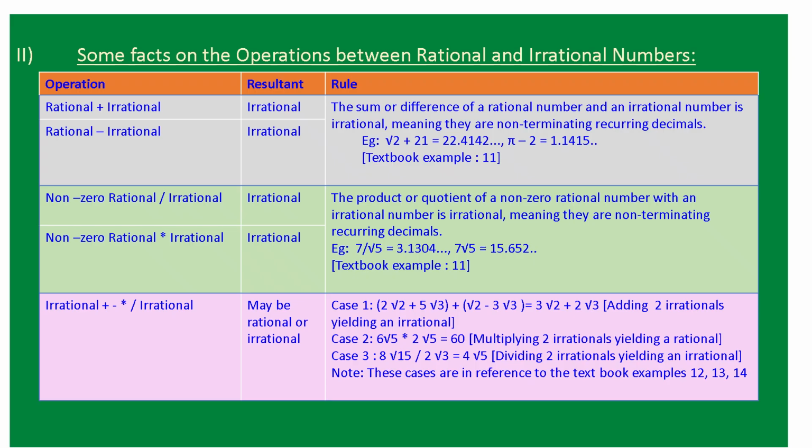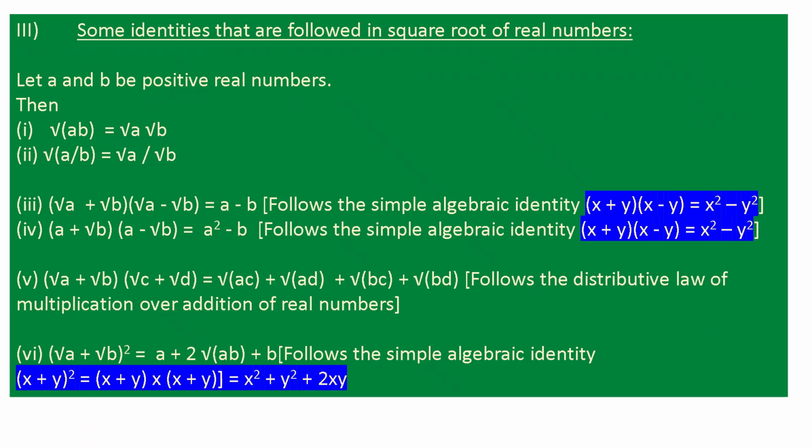Let's understand some identities that are followed in the square root of real numbers. These are very simple, but they are very essential in case of square root numbers. Many of these identities follow closely with the algebraic identities. The first one is root of AB, which is root A into root B. The second one is root of A divided by B, which is root A divided by root B.